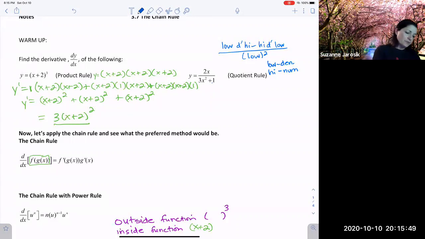Okay, so here we go. Low: 3x squared plus 1 times derivative of high, that's 2, minus high, so that's 2x, derivative of low, 6x, over low squared.